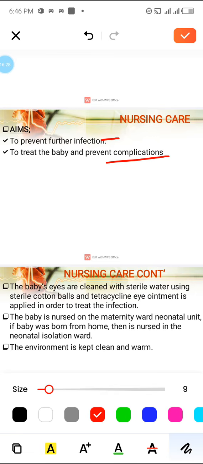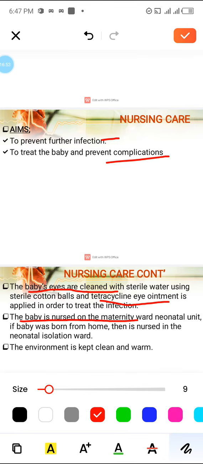Then the baby's eyes should be cleaned, and we use mostly sterile water for injection, or maybe normal saline or sodium chloride. Then we can also put a tetracycline eye ointment after cleaning. Then the baby can be nursed in the maternity ward or neonatal unit.